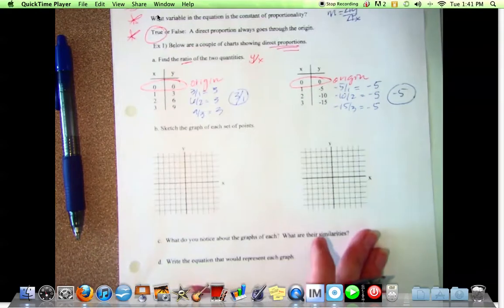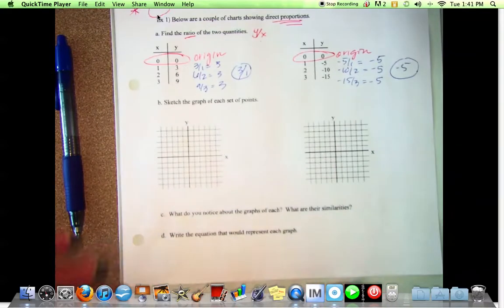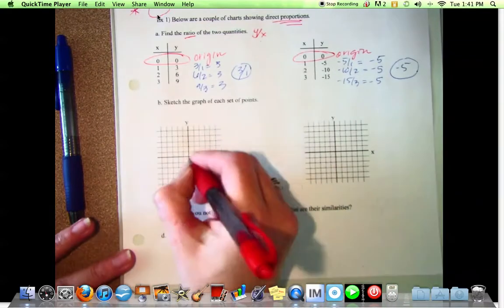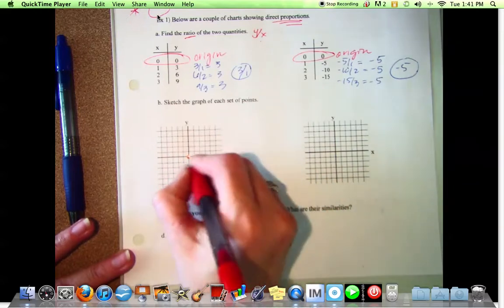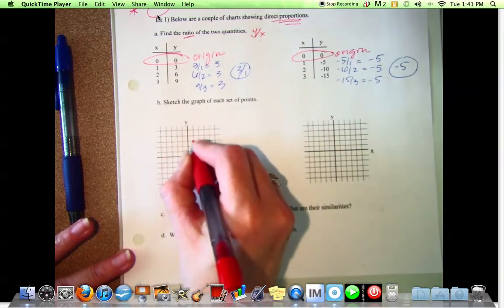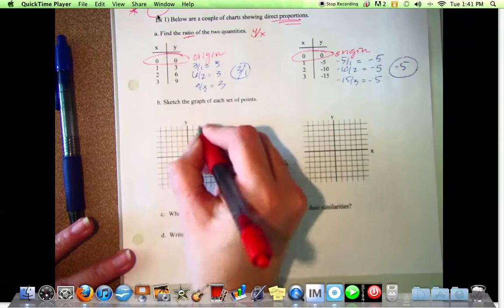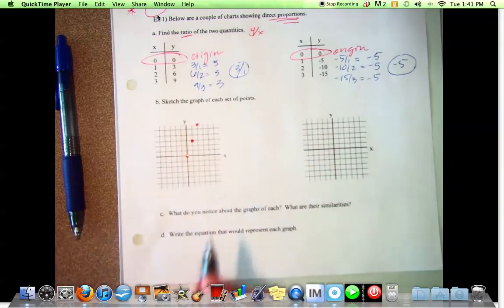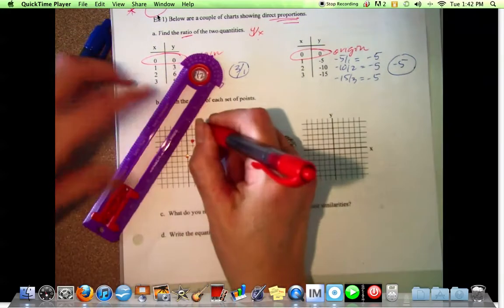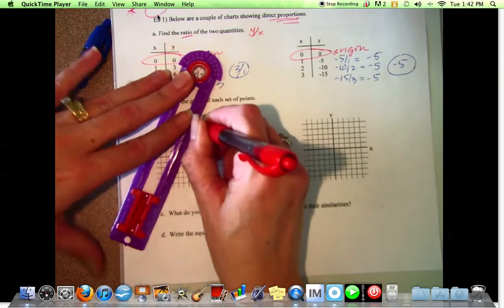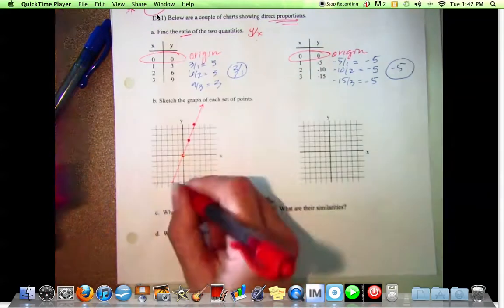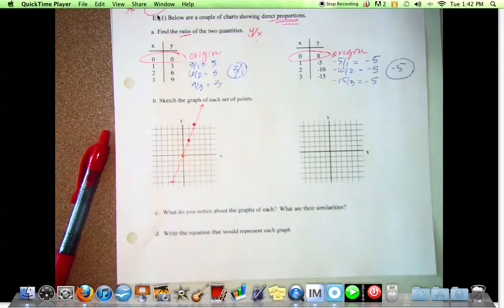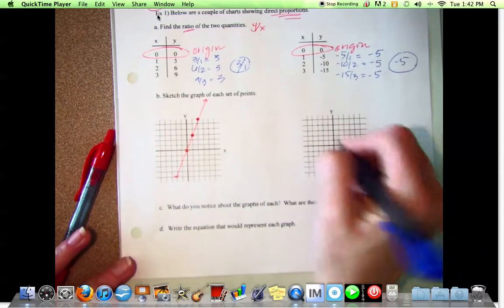Alright, next we're asked to sketch the graph of each set of points. So we have 0, 0. Then 1, up 3. Then 2, up 6. And the other one is not going to be able to be graphed. It's off the graph.